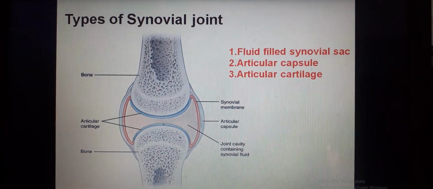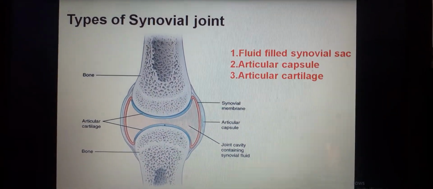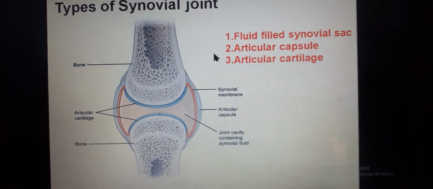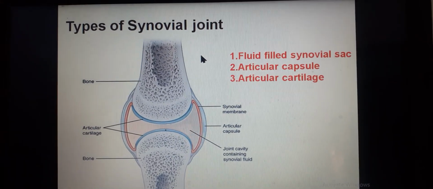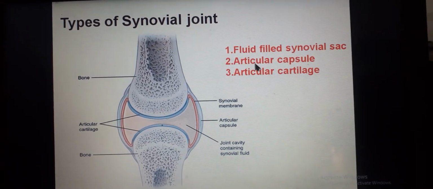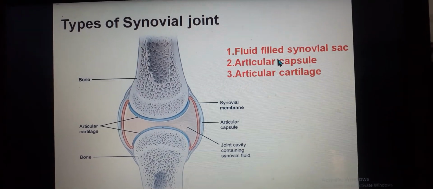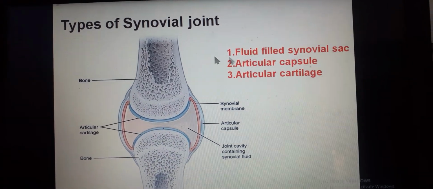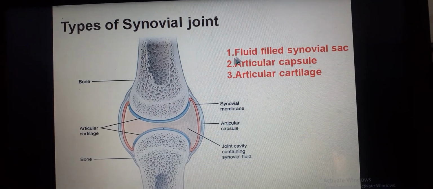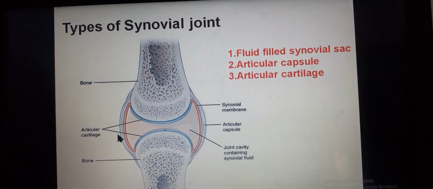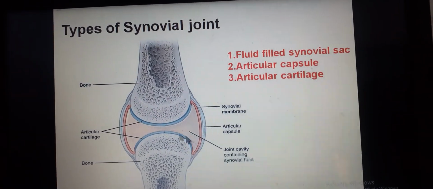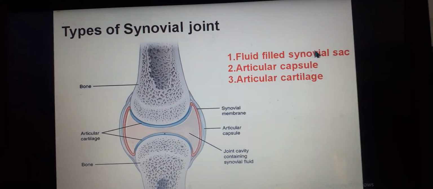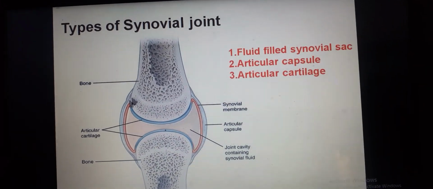Today we will discuss the types of synovial joint. For a joint to be considered synovial, there should be three criteria fulfilled. That is the fluid-filled synovial sac. This is a closed synovial sac, fluid-filled. That is synovial fluid, and the articular capsule.